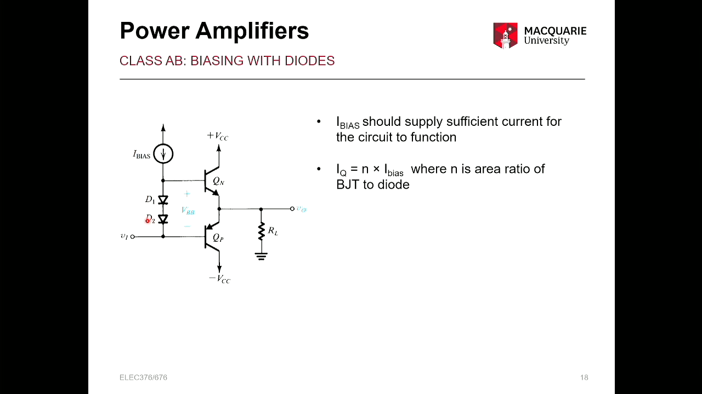So your diodes can have much smaller junctions than your BJTs, but that difference in junction area between the diode and the BJT, N, will affect your quiescent current. It all comes into how you calculate your currents and your efficiencies. So N is the ratio between the junction areas of the diode and the transistors.